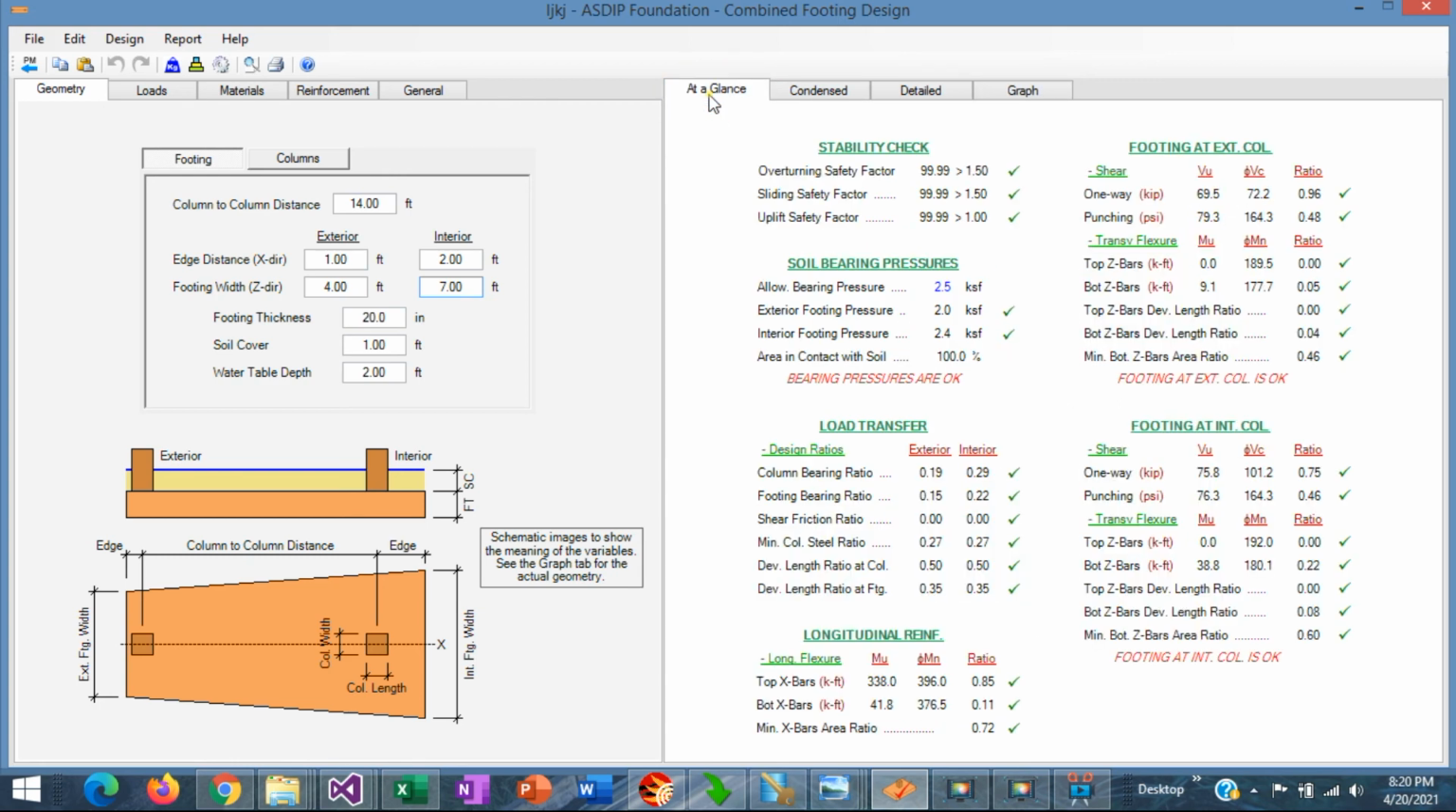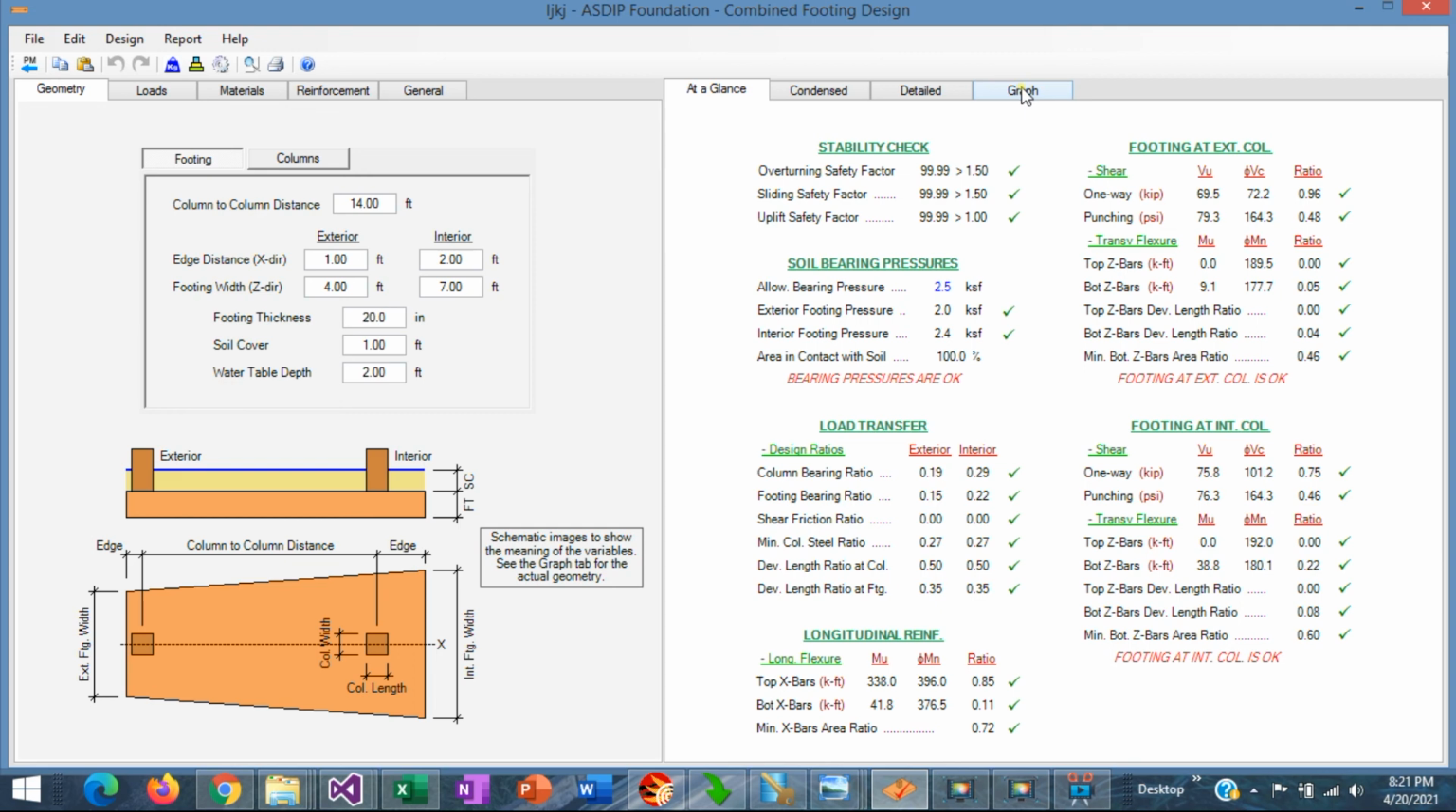We go to the at-a-glance tab, we can see that the bearing pressure is under the allowable, so it's acceptable. We go here to the shear area. We can see that is very well optimized, 0.96. So we cannot reduce the thickness anymore. And if we go to the reinforcement at the footings, it's also well optimized, so it's okay. And the longitudinal reinforcement is also 0.85. So it's a very good configuration of this footing.